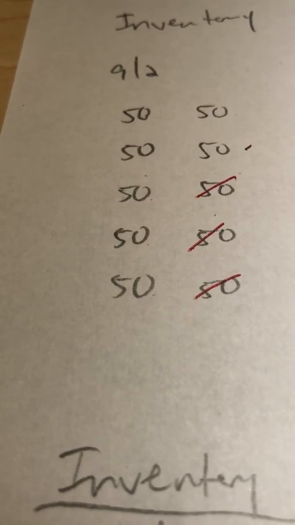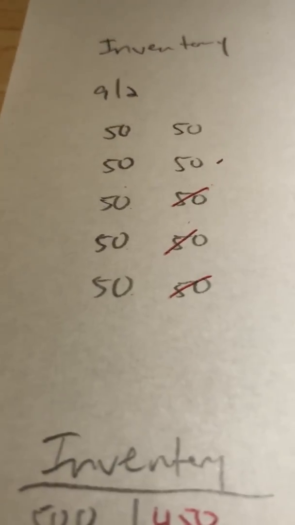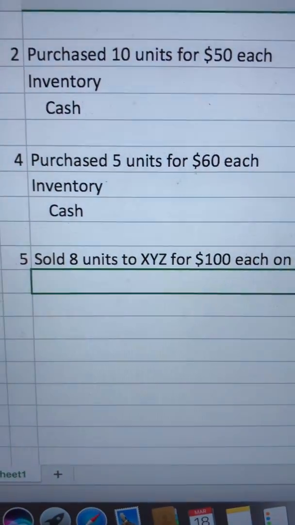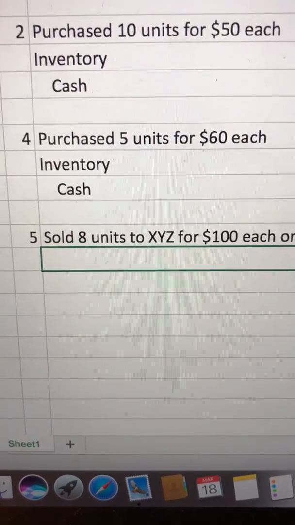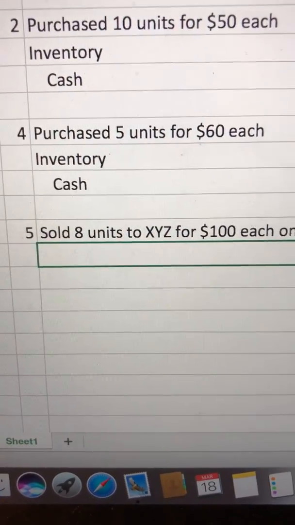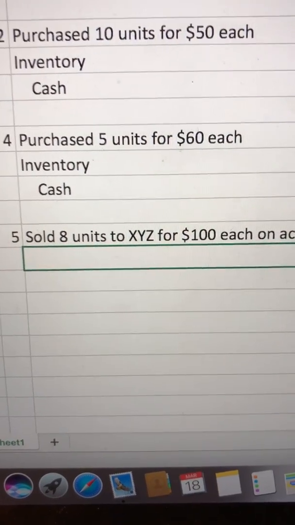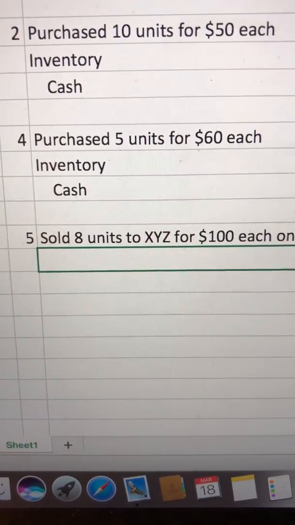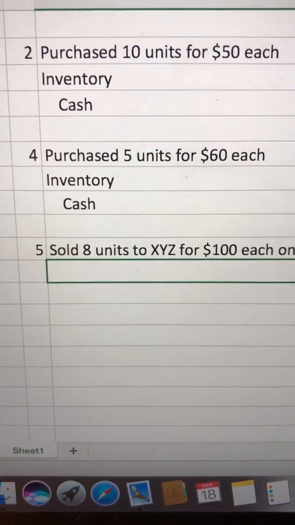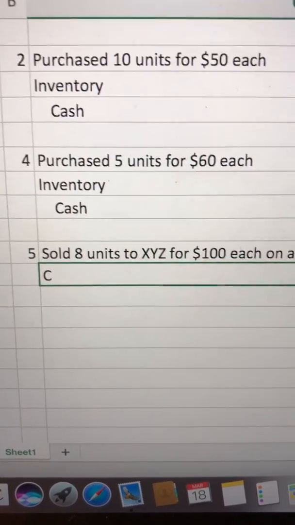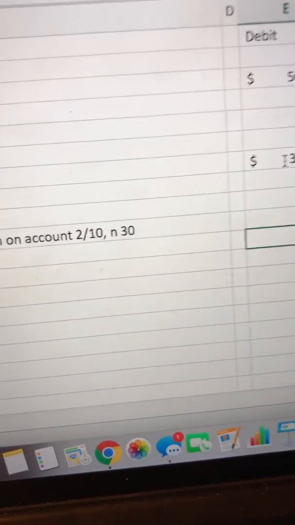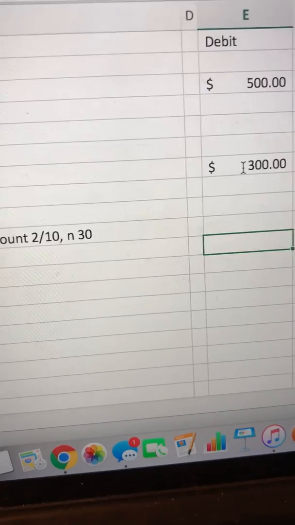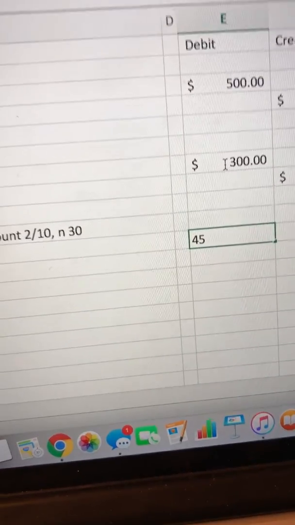That shows what's in inventory. So now, how do we journalize that? Any time you sell inventory, you always will have two transactions: one for the revenue, one for the expense. Let's do the expense first since we just did that. The expense is always going to be a debit to cost of goods sold for the amount or the value of the inventory you're selling. In this case, it was the $450.